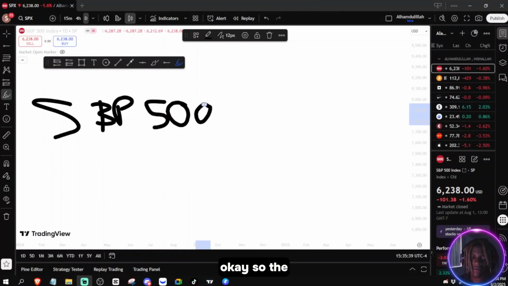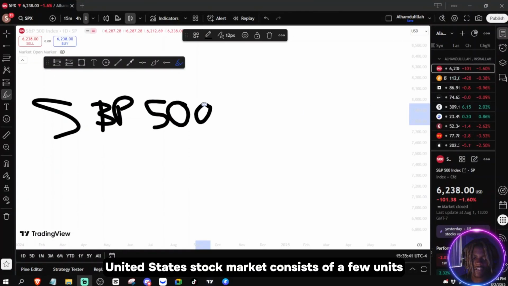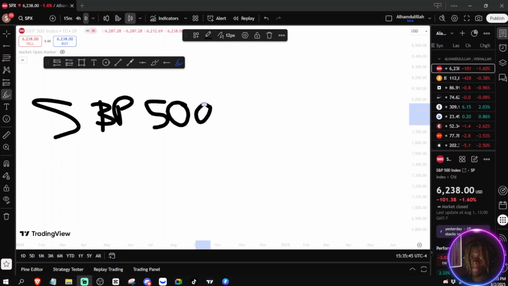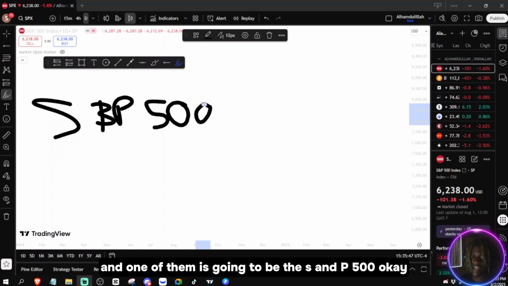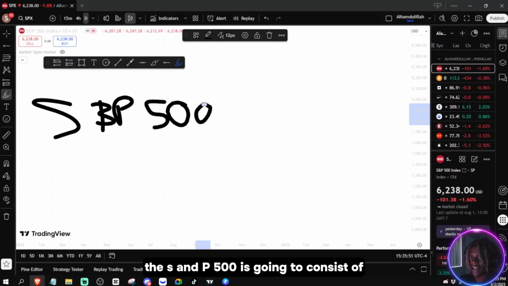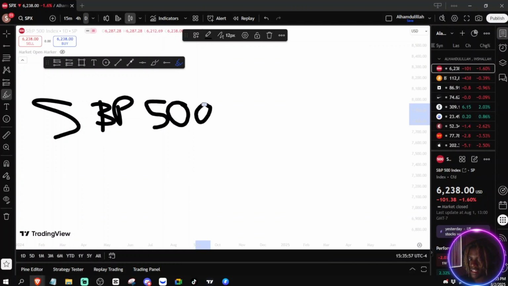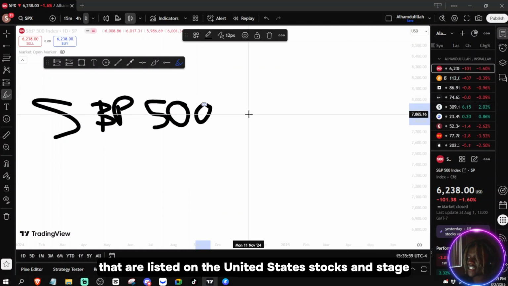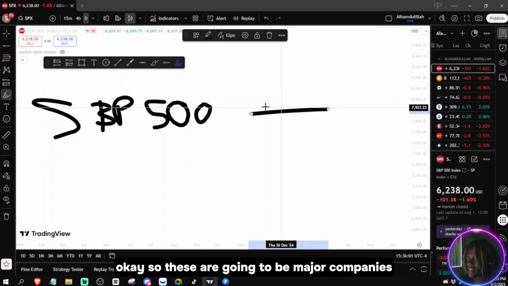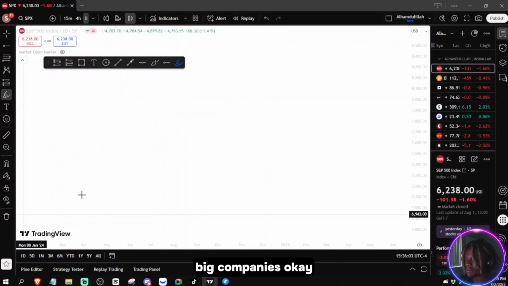Okay. So the United States stock market consists of a few units. We're going to have a couple of indexes, and one of them is going to be the S&P 500. The S&P 500 is going to consist of 500 leading companies that are listed on the United States Stock Exchange. So these are going to be major companies, big companies.